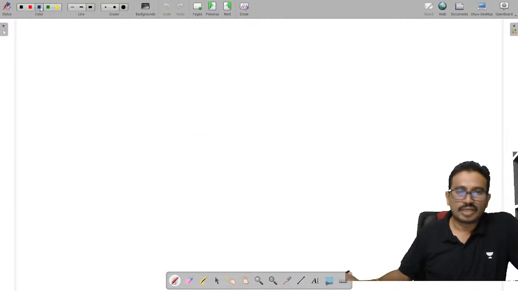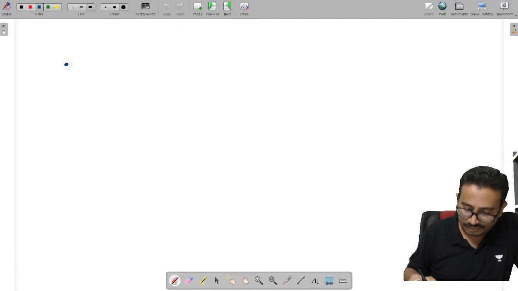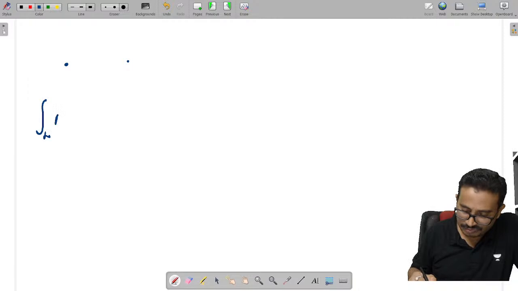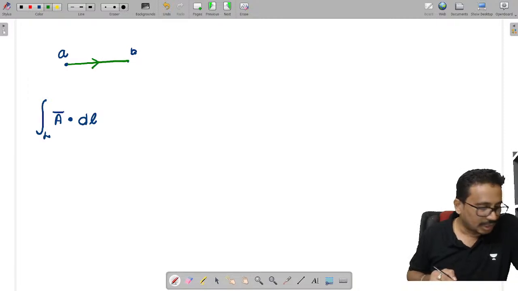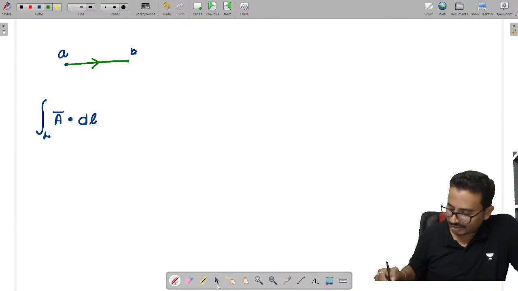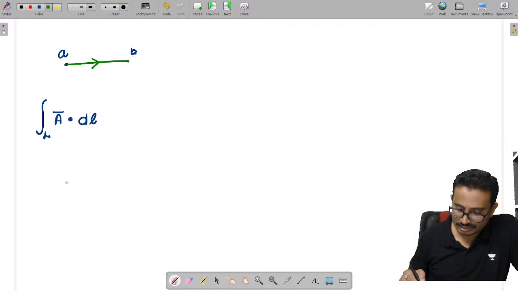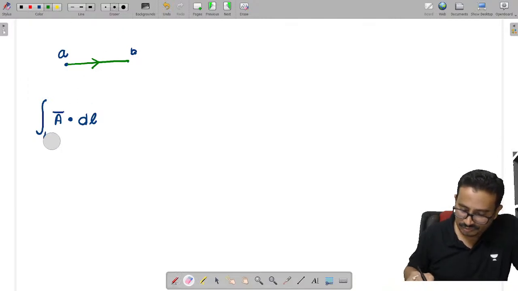Let's try to understand the physical meaning here. Consider we have some vector, and I want to find the line integration of this vector along some path dl. Let us consider this path L from A to B. To find the integration from A to B, I can move directly along this path, which I am calling the first path.